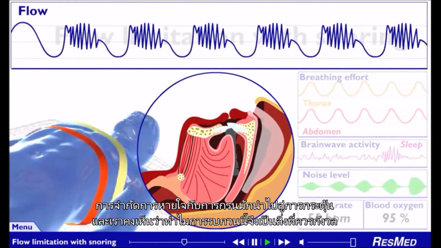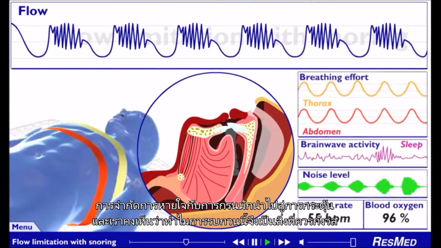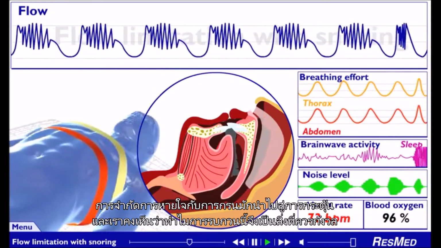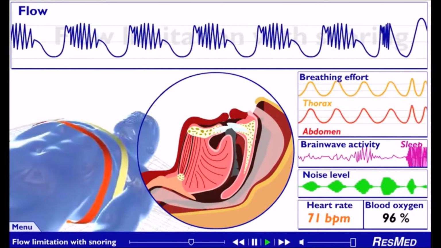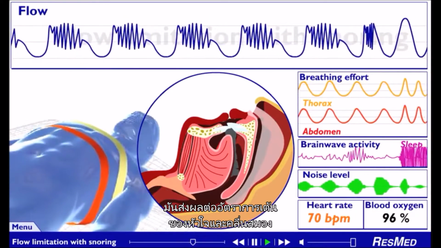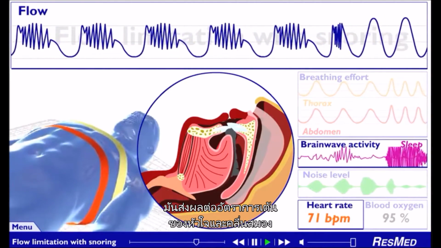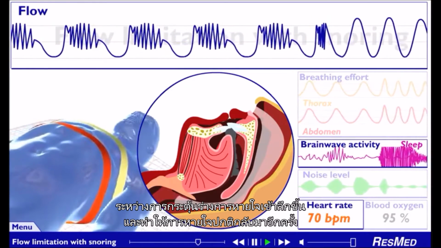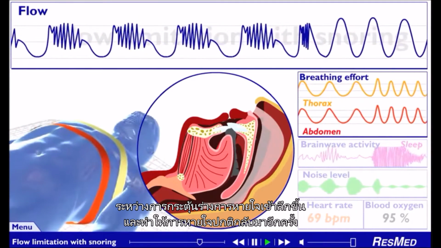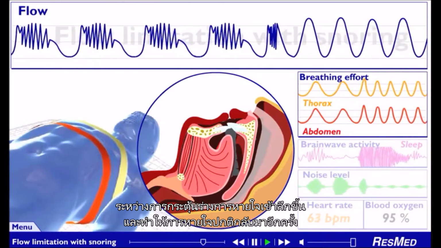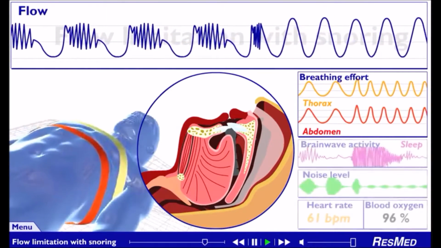Flow limitation with snoring often leads to arousal. Once again, we see why such disturbance during sleep is a matter of concern. It has a significant, visible and measurable impact on your heart rate and brainwave activity. On arousal, our model rapidly takes a few deep breaths. As he does so, the various characteristics begin to normalize again.